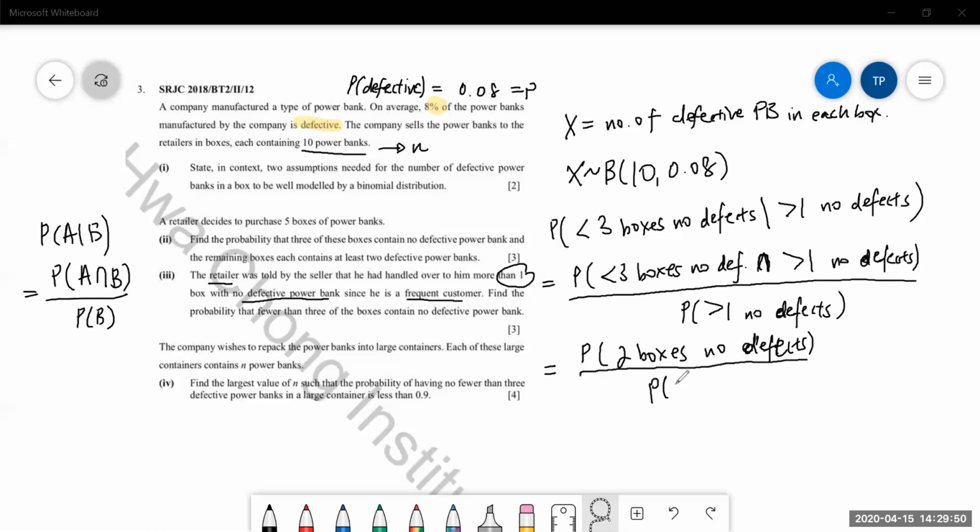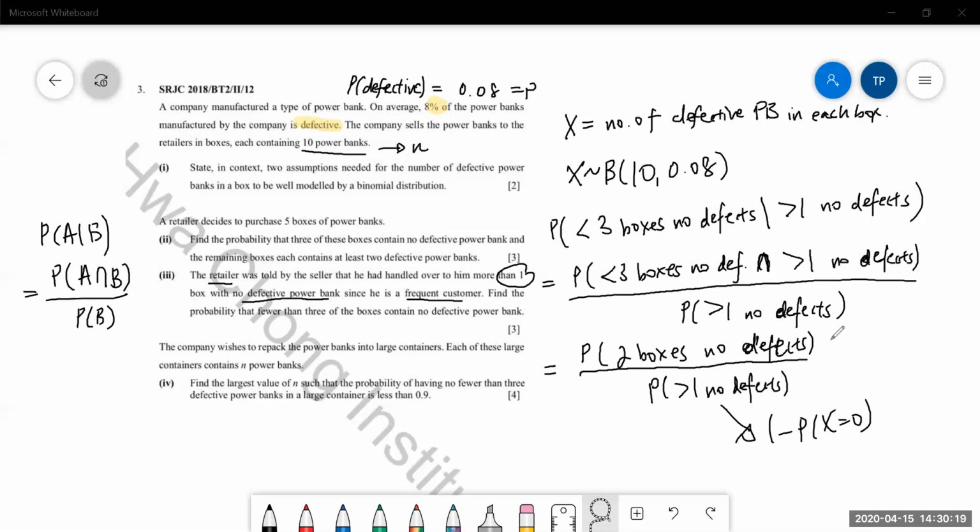The probability of more than one no defects, so I just go and calculate it out later. But the probability of more than one no defects is one minus the probability of zero. Yes, equal to zero. Correct, you're right. So at the bottom is P of X equals zero.